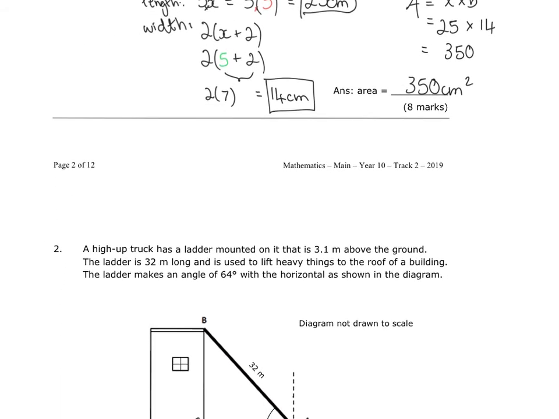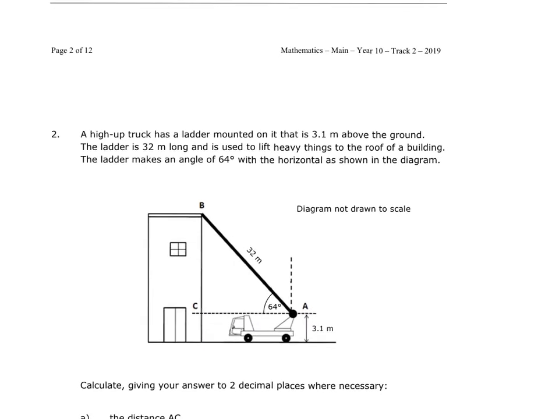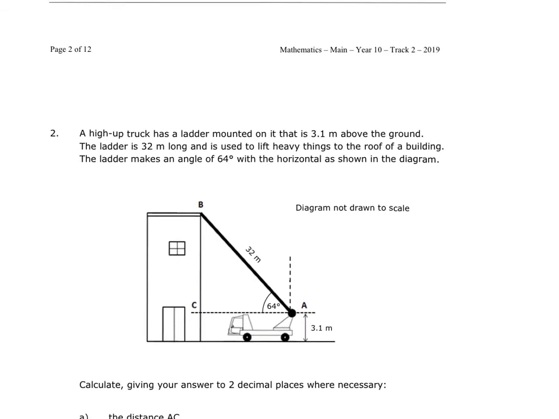Question 2. A high-up truck has a ladder mounted on it that is 3.1 meters above the ground. Make sure everything is marked for you. And in fact, this is the 3.1, it's this one. The ladder is 3.2 meters long, and this is the ladder. And is used to lift heavy things to the roof of a building. The ladder makes an angle of 64 degrees with the horizontal, and that is the 64 degrees, which is marked for us.